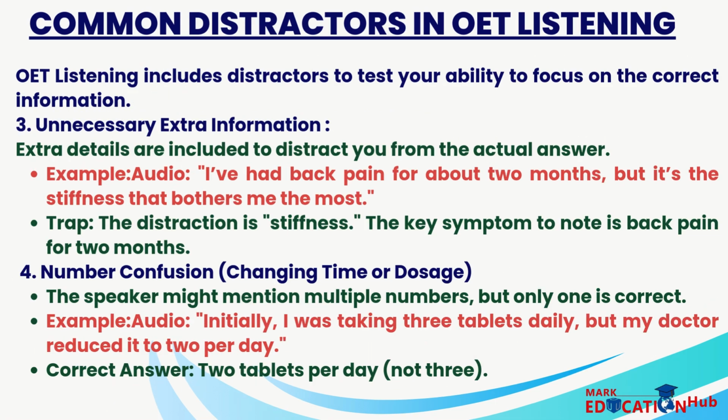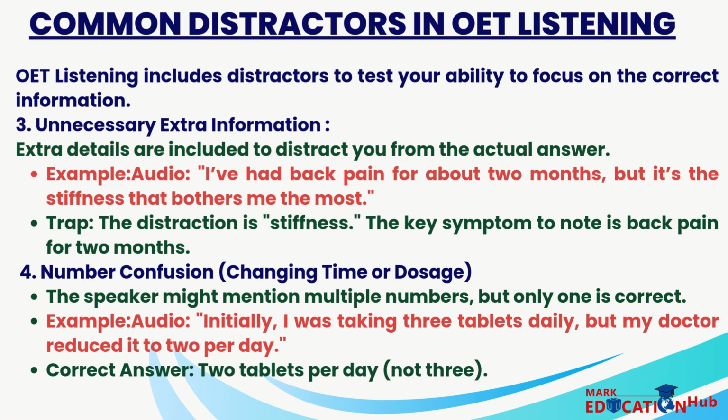Distractors like extra information and number confusion can also lead to mistakes if you're not careful. Speakers often add unnecessary details to divert your focus. For example, in "I've had back pain for about 2 months, but it's the stiffness that bothers me the most," the key detail is back pain for 2 months, not stiffness, which is a distraction.